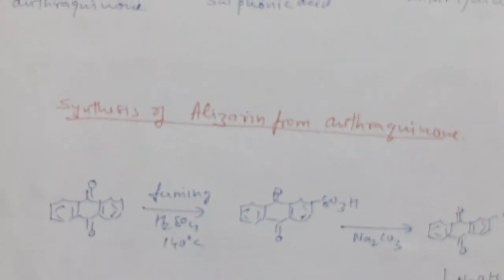So, the use of anthraquinone is that it is used for the synthesis of dyes, and it is all about anthraquinone and polynuclear hydrocarbons. Thank you.